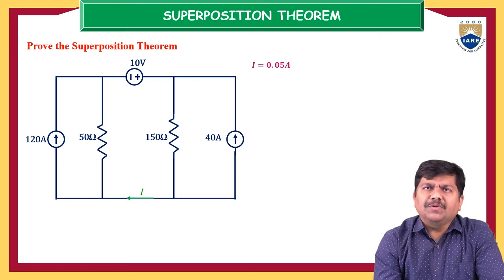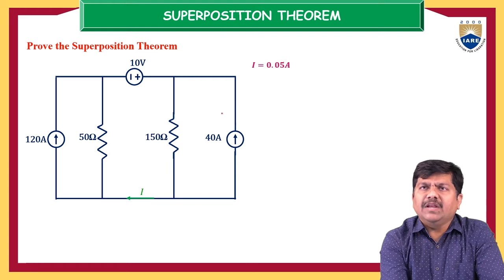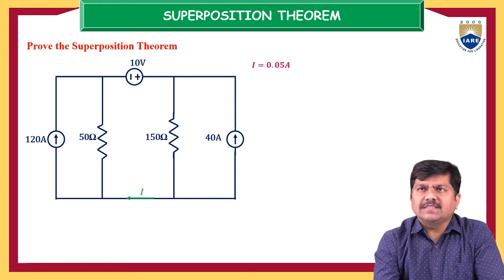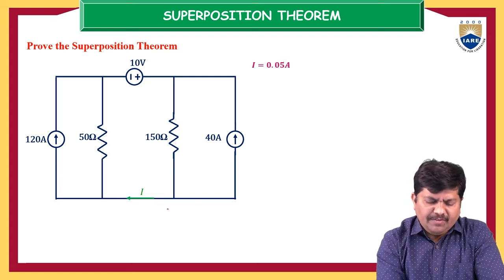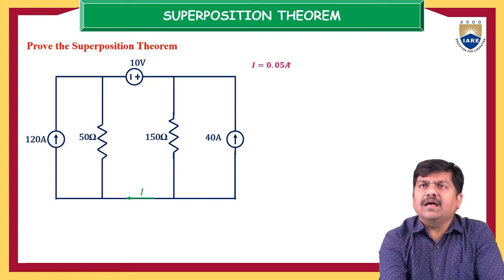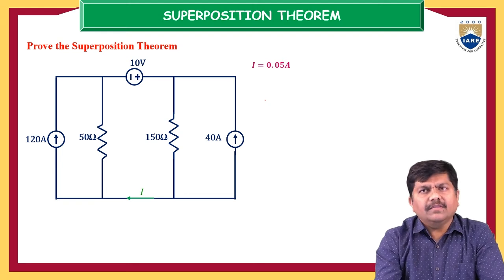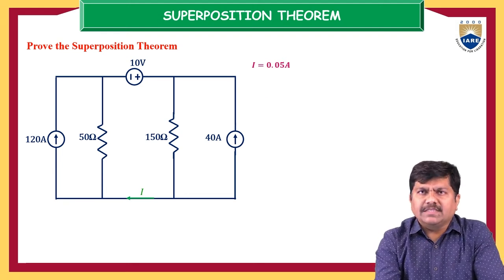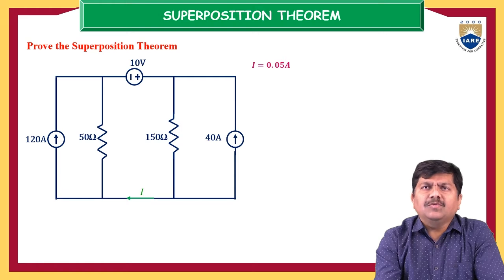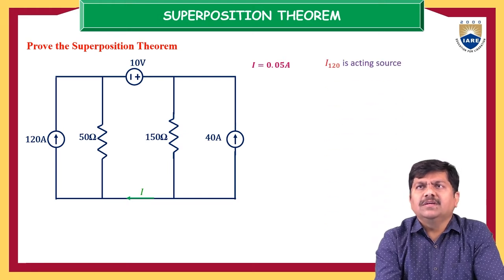Now this is the actual circuit. They have given 120 amps, 10 volts and 40 amps. Between them are a 50 ohm and a 150 ohm resistor. This total current we have already calculated, and it is 0.05 amps. For reference purposes I am writing it here. And how are we going to verify this? Make one source active, and at the same instant assume the remaining sources are inactive. Let us use this concept here.